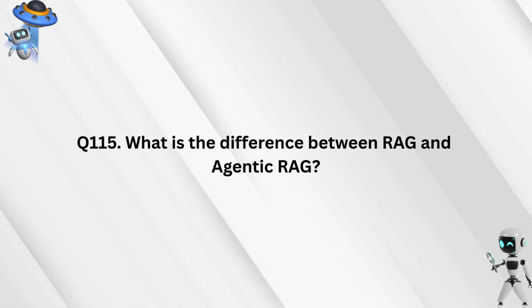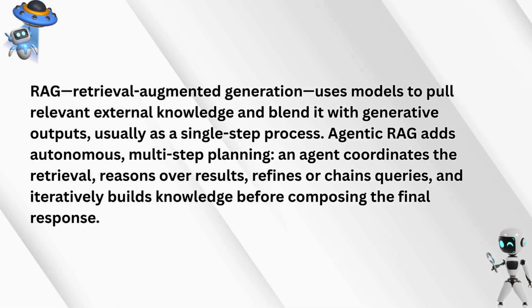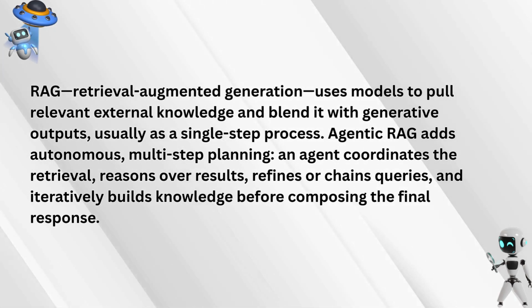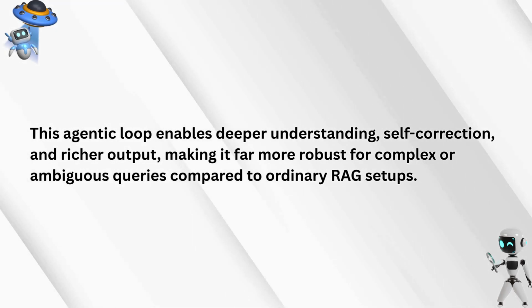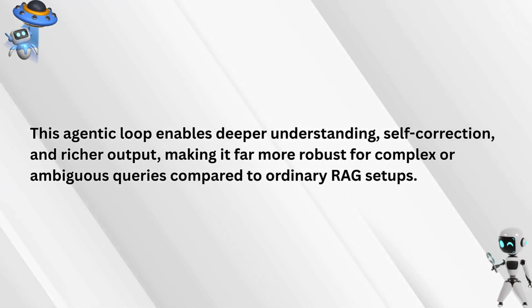What is the difference between RAG and agentic RAG? RAG, or Retrieval Augmented Generation, uses models to pull relevant external knowledge and blend it with generative outputs, usually as a single-step process. Agentic RAG adds autonomous, multi-step planning. An agent coordinates the retrieval, reasons over results, refines or changes queries, and iteratively builds knowledge before composing the final response. This agentic loop enables deeper understanding, self-correction, and richer output, making it far more robust for complex or ambiguous queries compared to ordinary RAG setups.